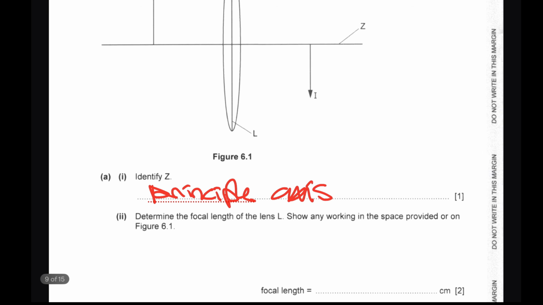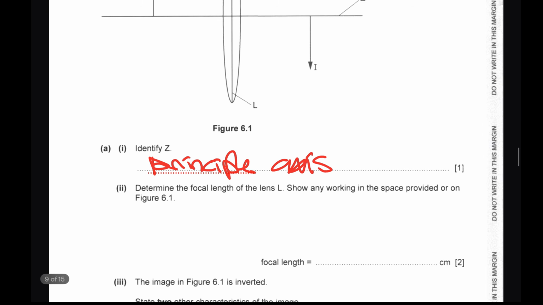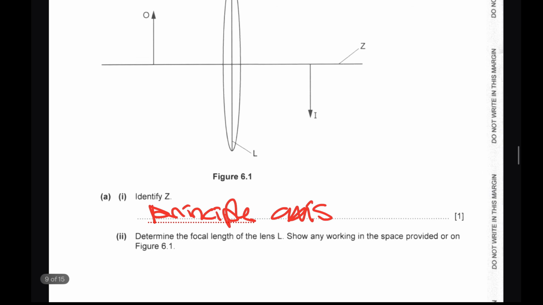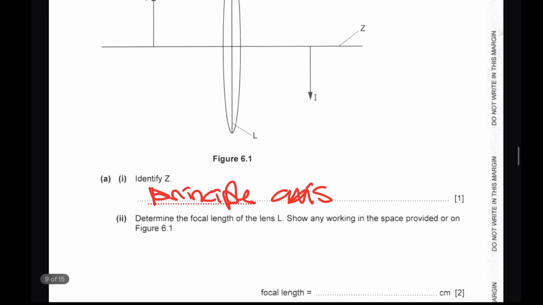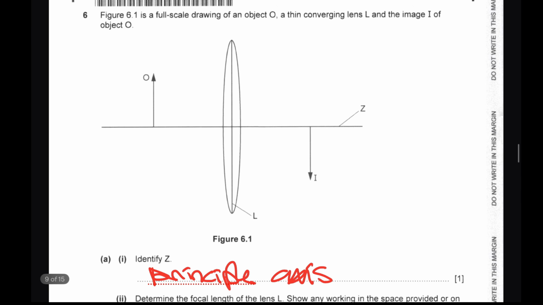Determine the focal length L of the lens. Show any working space provided or on figure 6.1. So how do you find the focal length? As they said, it's a full-scale drawing. You have to use a scale and a pencil.